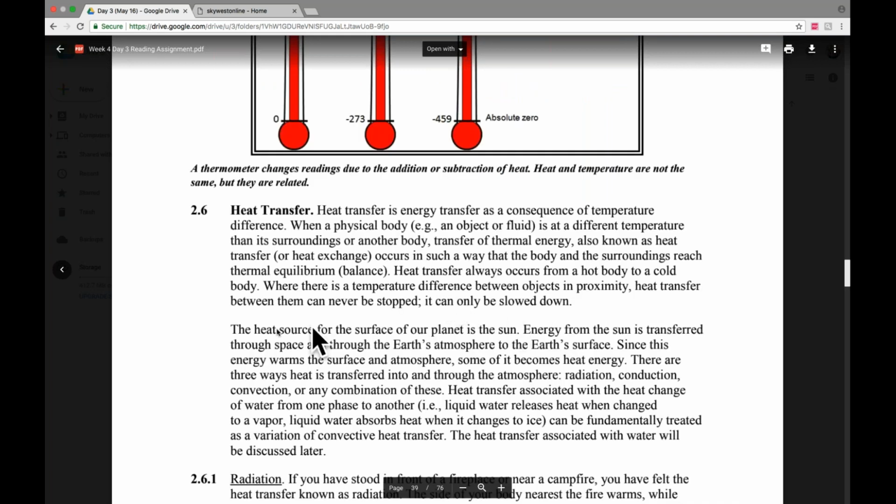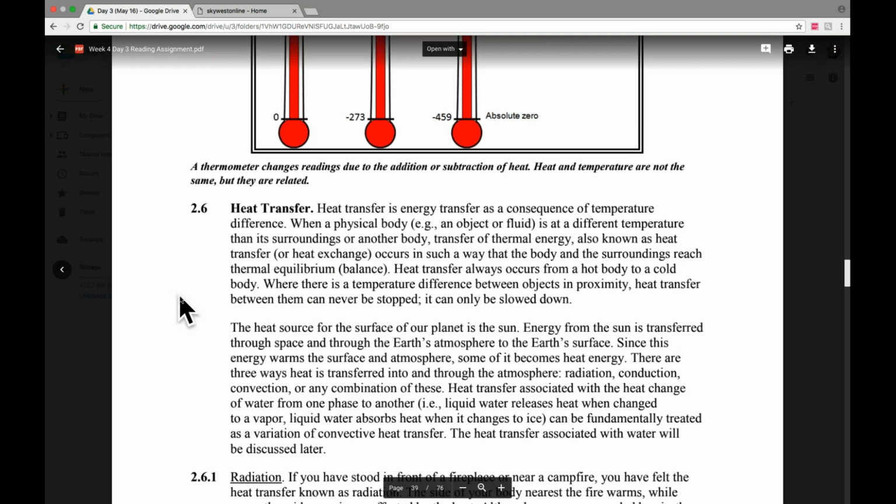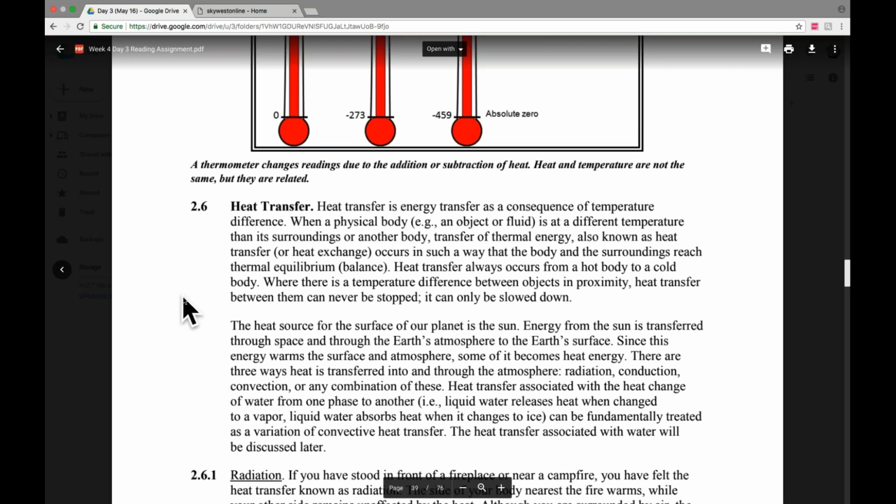And going back to Liz, when you were talking about the sun being the source of all weather on this planet, here you go. The heat source for the surface of our planet is the sun. Energy from the sun is transferred through space and through Earth's atmosphere to the Earth's surface. Since this energy warms the surface, the air, and atmosphere, some of it becomes heat energy. There are 3 ways heat is transferred into and through the atmosphere: radiation, conduction, and convection, or any combination of these.